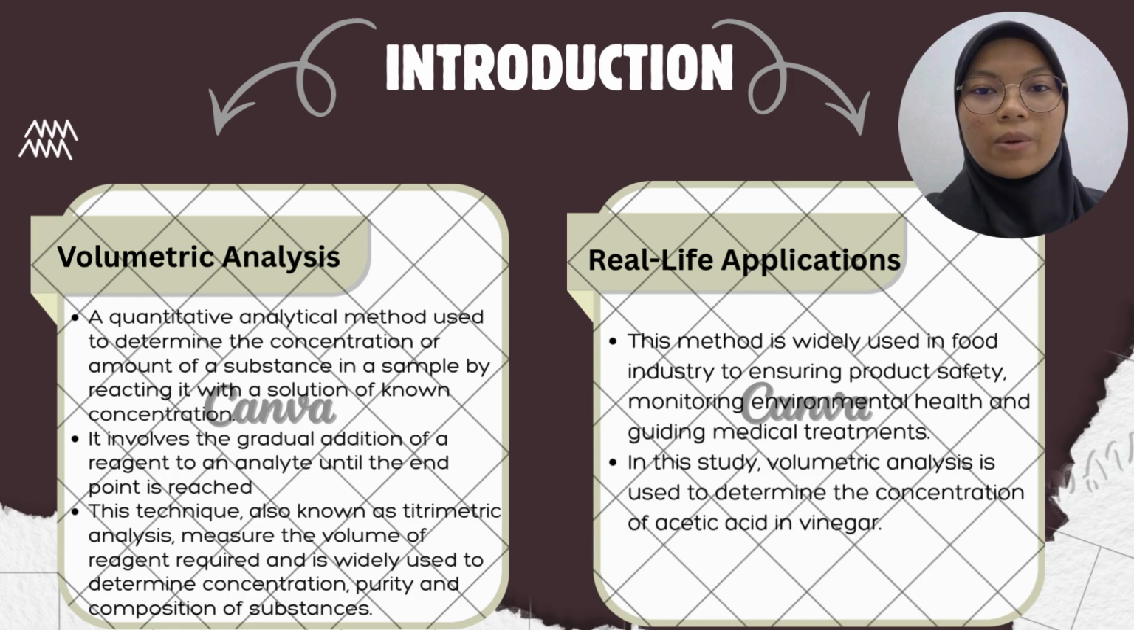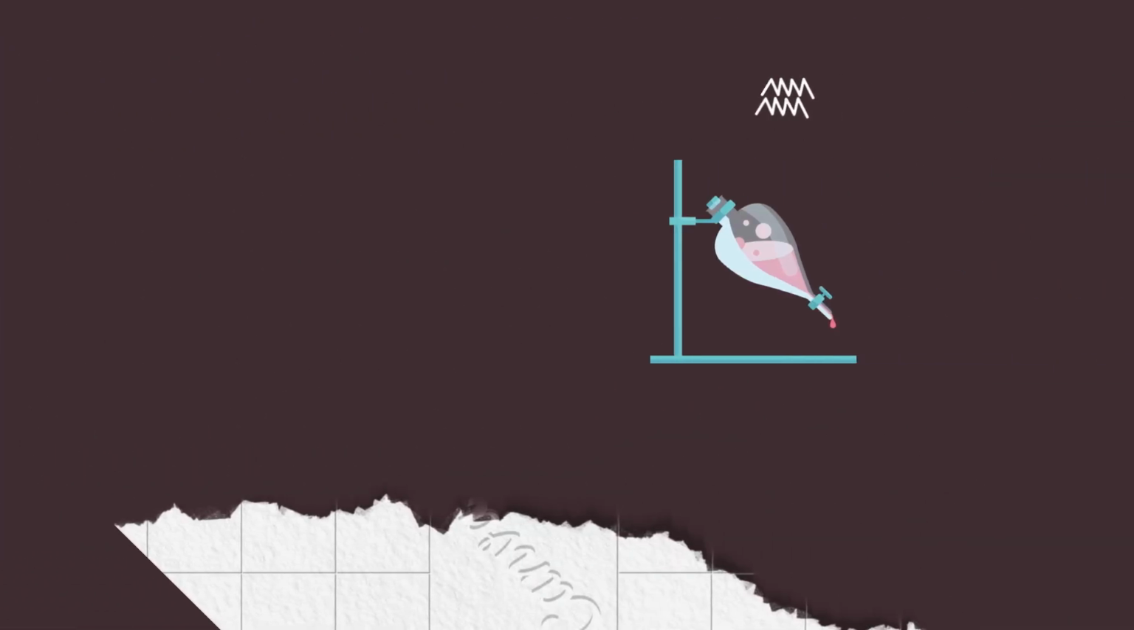In a real-life application, volumetric analysis is commonly applied in the food industry to ensure product safety, as well as monitoring environmental health and supporting medical treatments. For this study, the method is used to determine the concentration of acetic acid in vinegar.